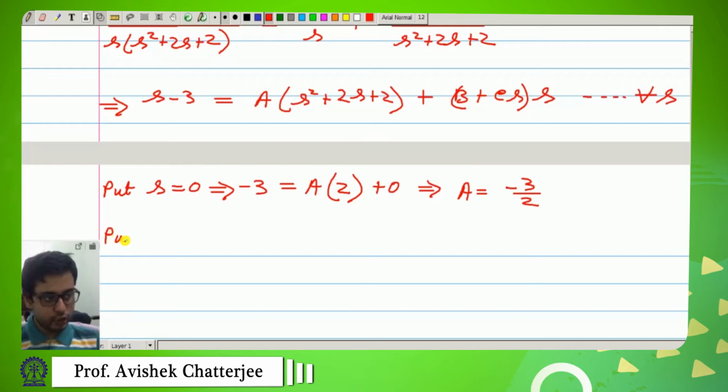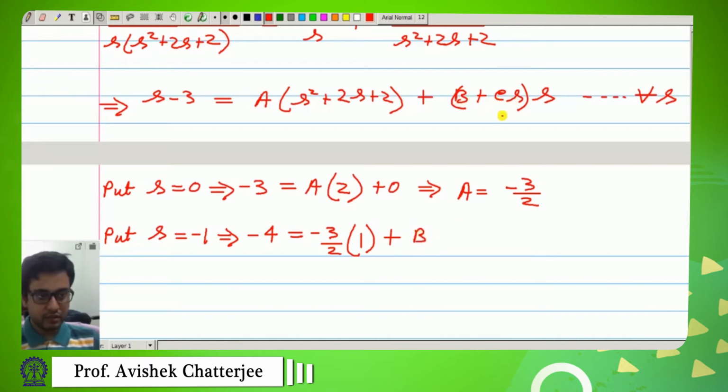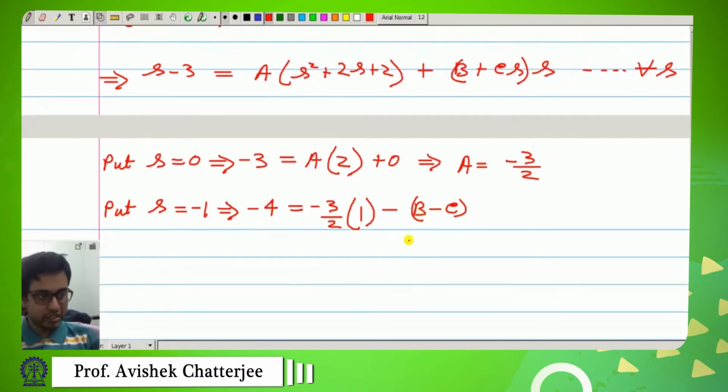Okay, so let me try with say s equal to minus 1. Then this will be minus 4. Here a is already known, this is minus 3 by 2. S square will be 1, then this is minus 2 plus 2, that will cancel, plus here b minus c and minus. Okay, so this is one equation.